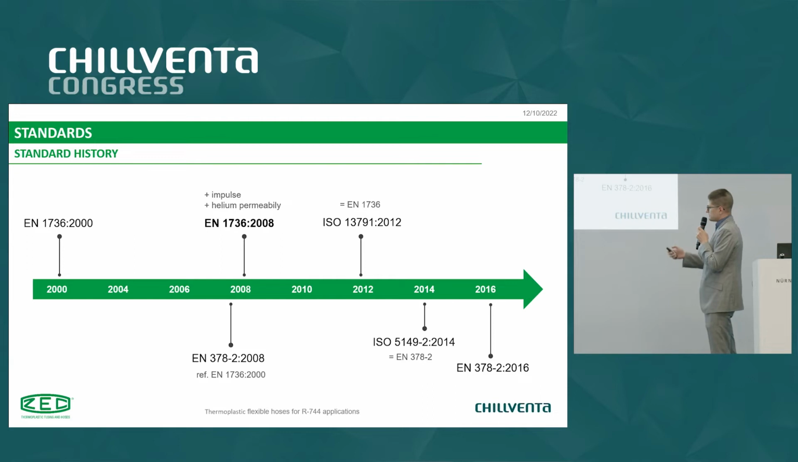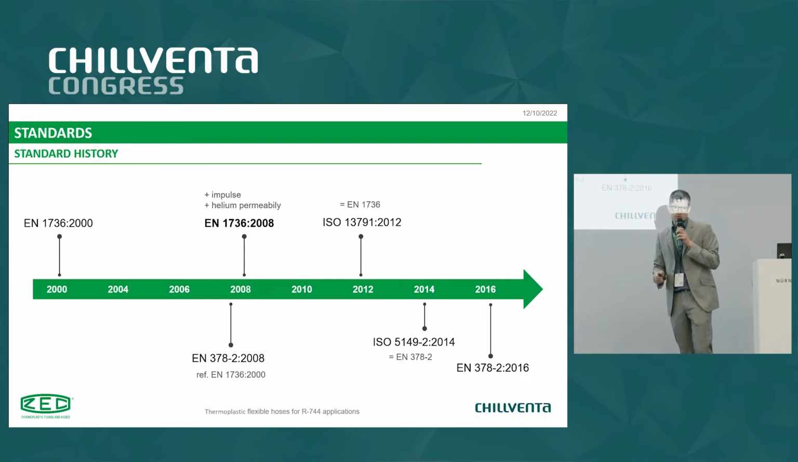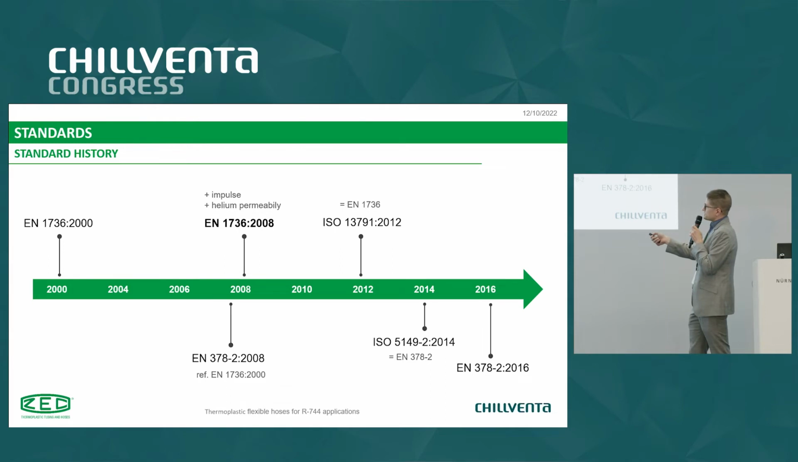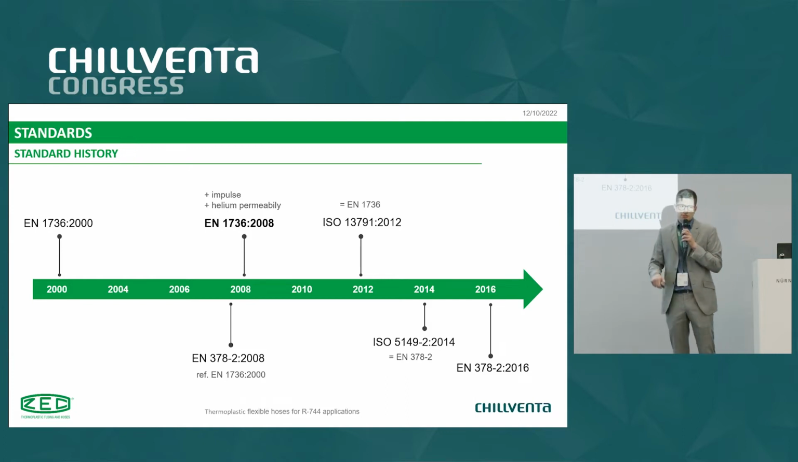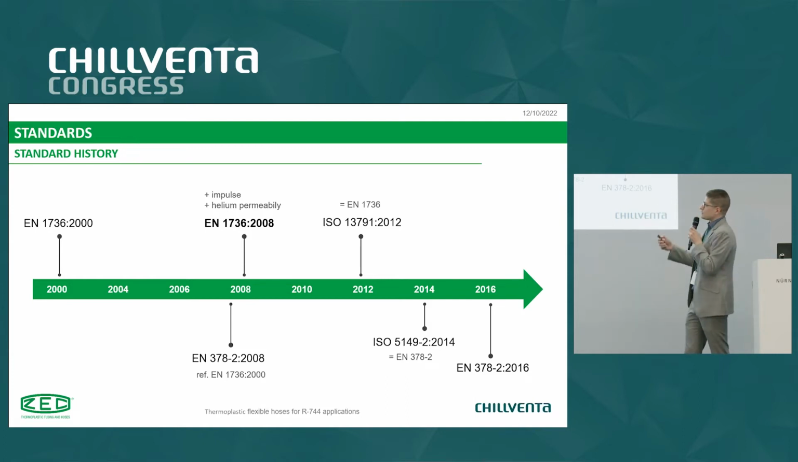So these are the standards. The main standard for the use of thermoplastic hoses is the EN 1736. Also, the EN 378 cites the EN 1736. This means that if you are a manufacturer of a refrigeration system that must comply with EN 378, you must install on the machine only products that comply with EN 1736. It was first developed in 2000, but it had a main review in 2008, where the impulse test and the helium permeability were added to the requirements.